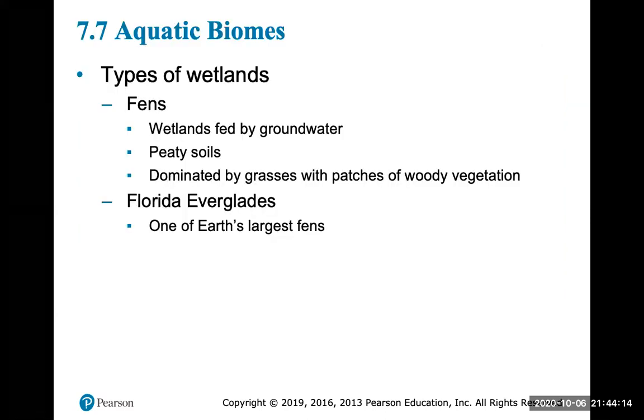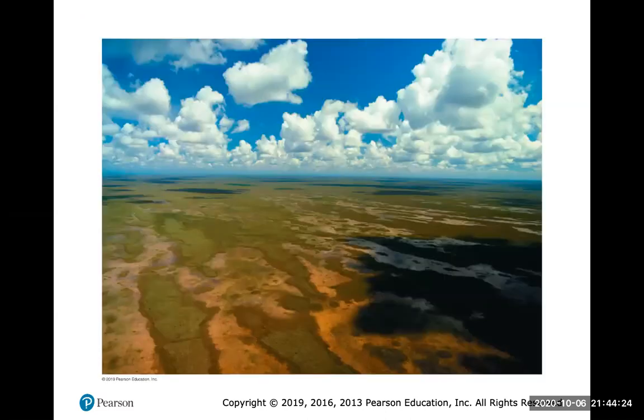Fens then are wetlands fed by groundwater. They're dominated by grasses with patches of woody vegetation. The Florida Everglades are one of the Earth's largest fens, and that is shown here.